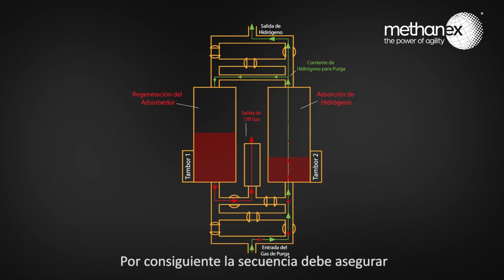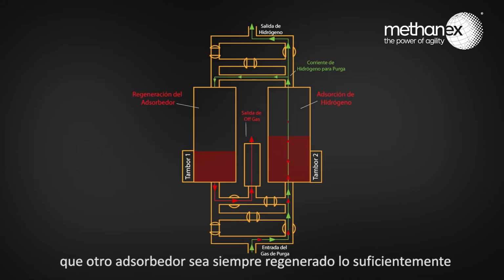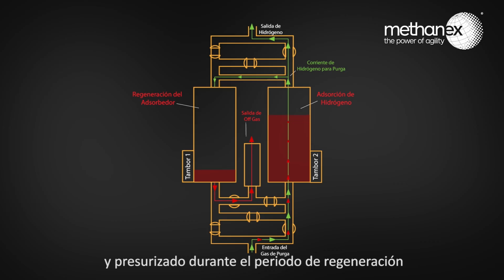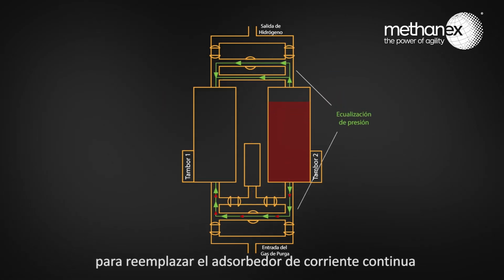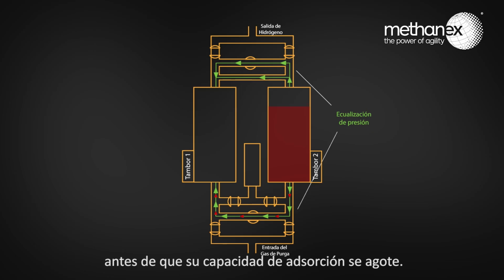Therefore, the sequencing must ensure that another absorber is always sufficiently regenerated and pressurized during the regeneration period in order to replace the on-stream absorber before its absorption capacity is exhausted.